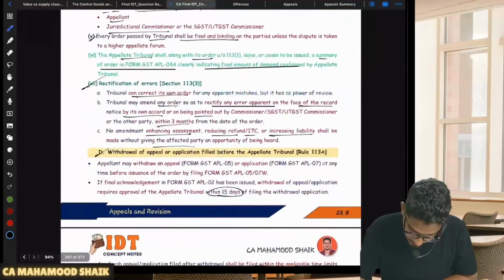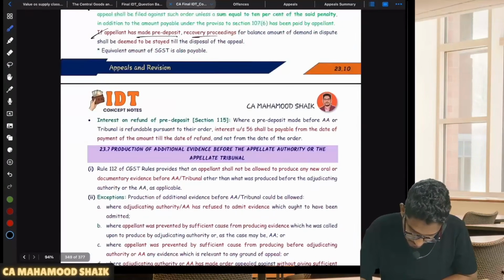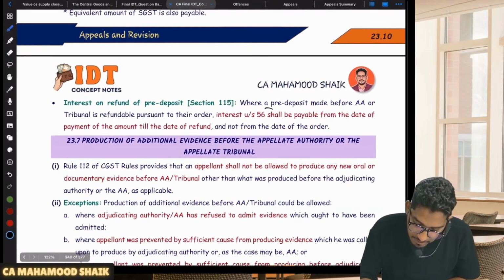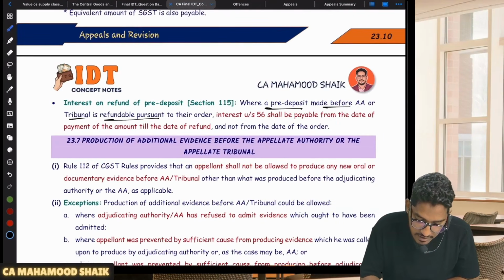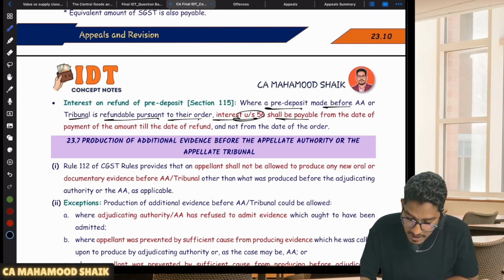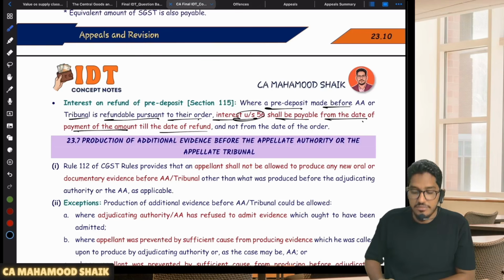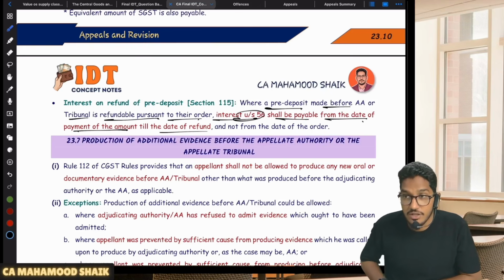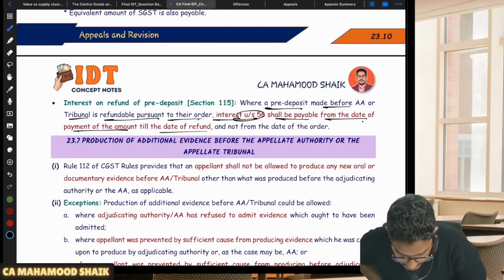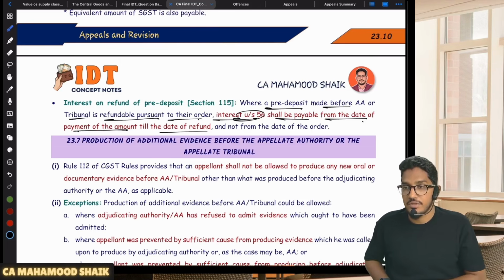Okay. You'll be able to find that point C there. Where a pre-deposit made under AA or tribunal is refundable pursuant to their order, interest under 56 shall be payable. 56 means 9% shall be payable from the date of payment of the amount till the date of refund, not from the date of that order. From the date of deposit till the date of refund, you will get that amount. Okay, next.